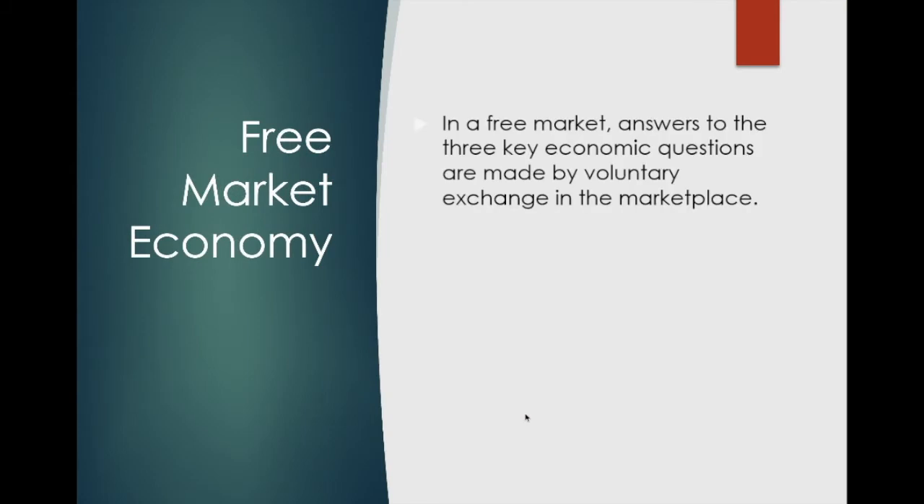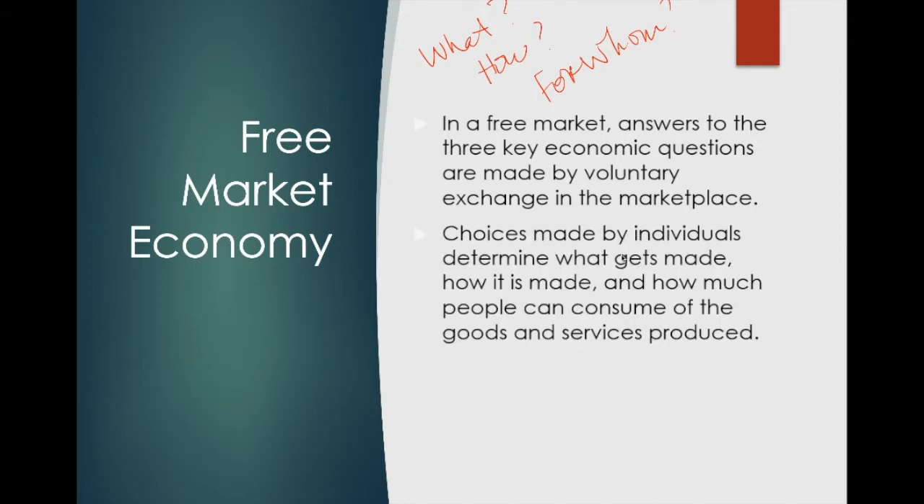So in a free market economy, you have three key economic questions. Remember, they are what, how, and for whom. And in a free market, it's all about how do we answer these questions? So we have all of these choices made by individuals. For instance, a producer is defined as someone who makes and provides a good or service. And then you have consumers, someone who consumes it, partakes of it, buys it. So the choices are all up to these individuals and how they're going to answer the questions.